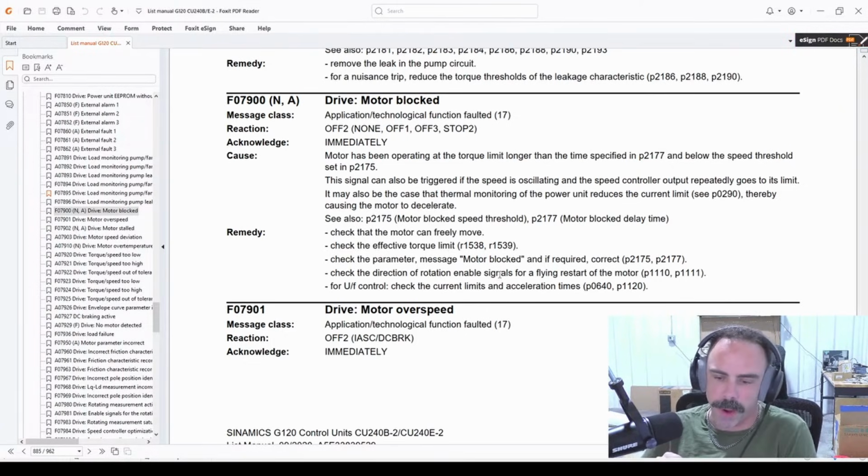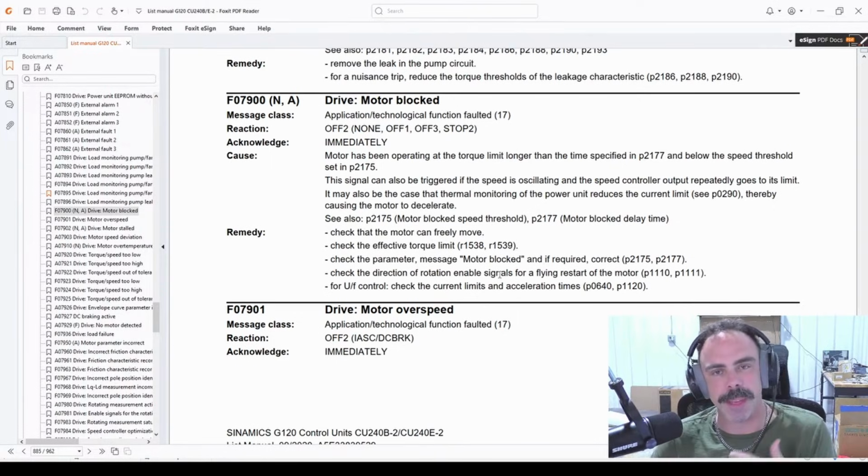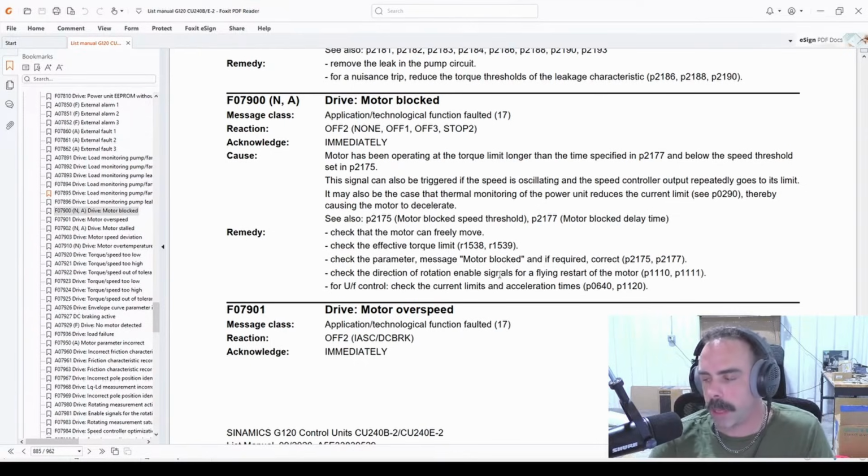This is probably one of the most common faults that you will find in your Siemens drive technology experience, because it's kind of a catch-all. It is the drive telling you that there is some sort of mechanical problem that is keeping the motor from turning. And obviously there can be a lot of different problems that could cause that.